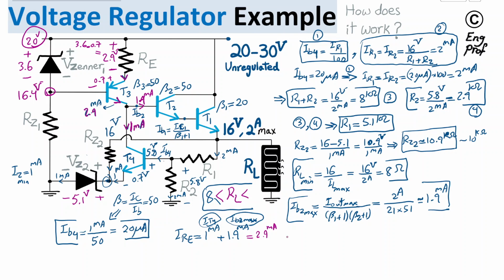So what is the benefit of this observation? The benefit is I can say that RE is equal to the voltage drop across RE divided by the current of RE that we just computed here. So it is 2.9 volt divided by 2.9 milliamp. So we are dealing with roughly 1 kilo ohm for RE.